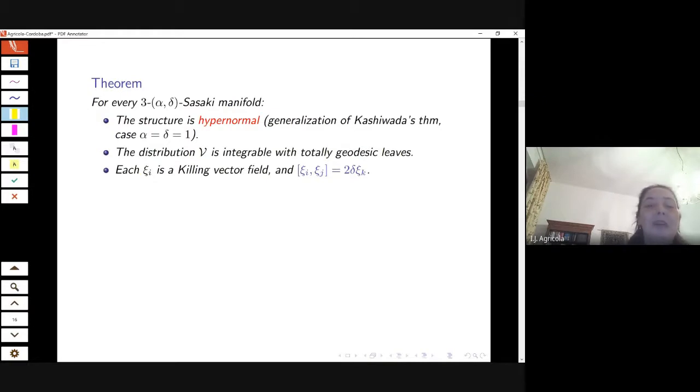Okay, now here's the first nice theorem, namely, if we start with 3-alpha-delta Sasaki, then we get the generalization of Kashiwada's theorem. The structure is always going to be hypernormal. So all these tensors are integrable. The vertical distribution is integrable with totally geodesic leaves. And now here comes an equation which shows the geometric content of the constant delta. In fact, all the 3 Reeb vector fields are Killing, and one can compute their commutators. And the commutators are just given by twice delta times the remaining Reeb vector field. Psi i, psi j is twice delta psi k. So you see that in the degenerate case, the 3 Reeb vector fields just commute.